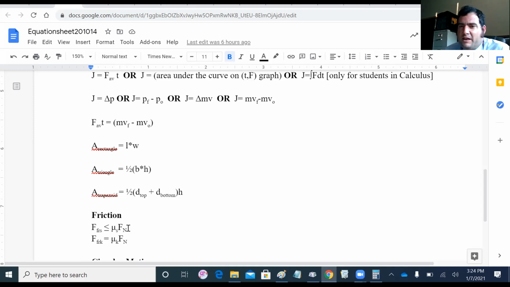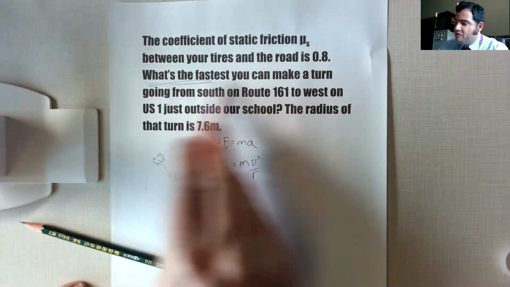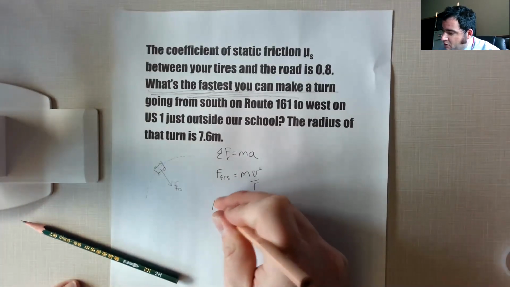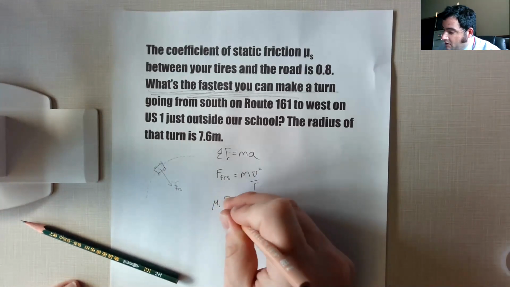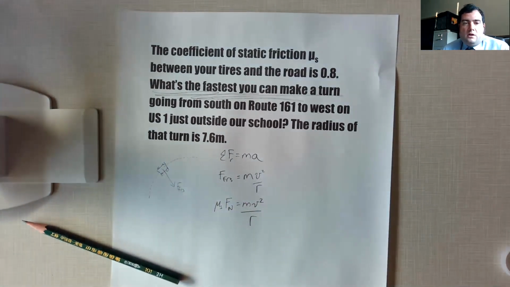We have to look for extreme language, like as fast as you can go, or the maximum speed, or the maximum angle, or something that suggests that we are really at the limit, and that the force of static friction is equal to mu_s F_n. So let's check. I do see some extreme language here. It says this is the fastest that we can possibly go. So I'm comfortable saying that the force of static friction is the coefficient of static friction times F_n. So the only thing we need now is the normal force.